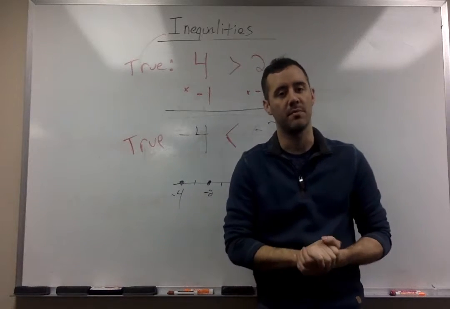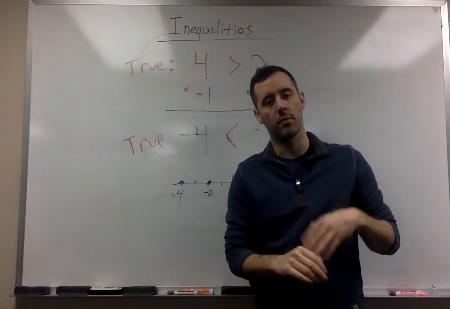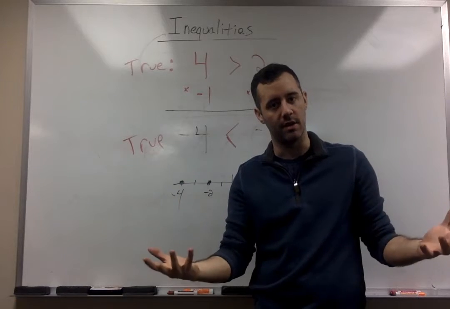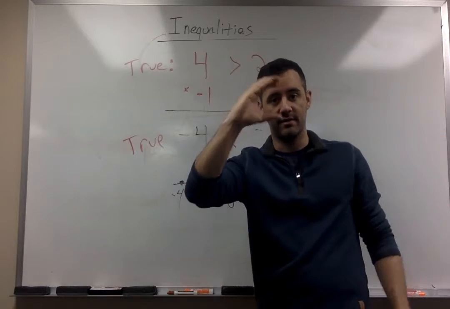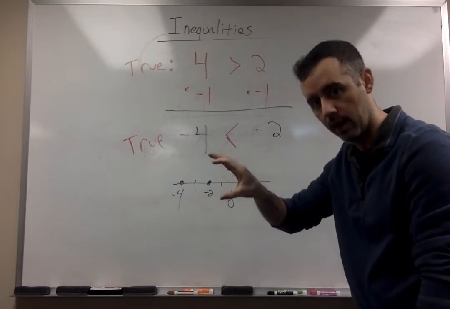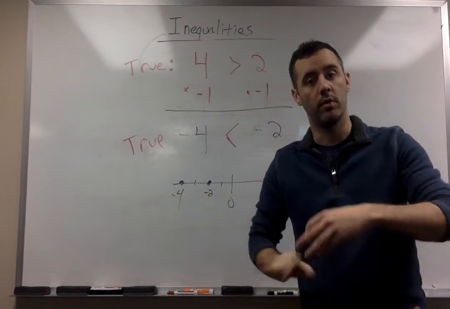That is a true statement. So we have to keep in mind when we do inequalities that whenever we multiply or divide by a negative number to both sides, that sign is going to flip over, right? Let's do an example with algebra.